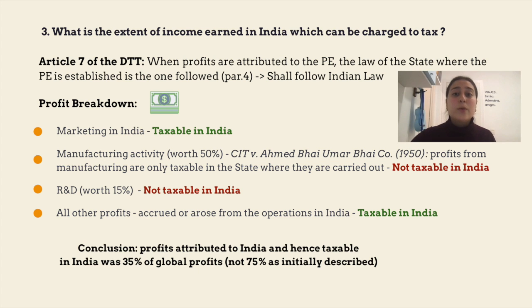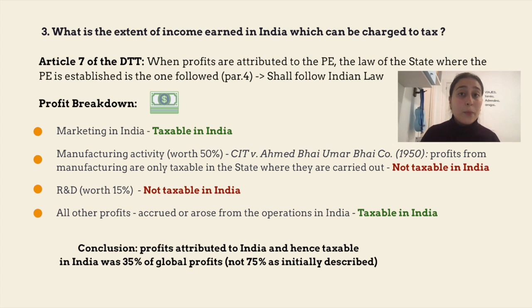We're now faced with the question of what is the extent of income earned in India that is subject to tax. To answer it, we need to look at Article 7 of the Double Tax Treaty between the countries, which tells us how to allocate the profits. Paragraph 4 states that when the profits are attributed to a permanent establishment, the law of the permanent establishment is the one to be followed. And in this case, the profits attributed to this country are the ones that are going to be subject to tax there. In this case, India.